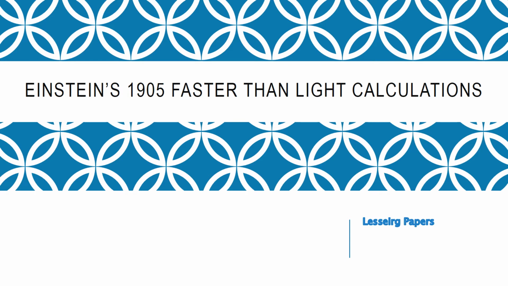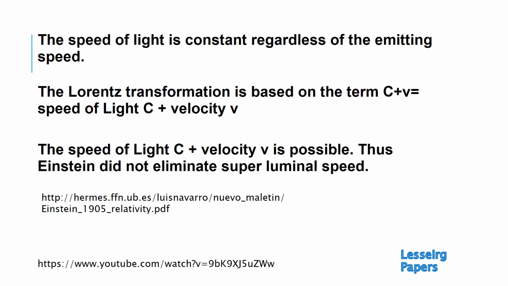Today I want to revisit Einstein's so-called miracle paper of 1905. I wanted to show you a couple of really interesting things. Basically, there are three major conclusions that I would like to share with you. First of all, he clearly states the speed of light is constant regardless of the emitting speed.